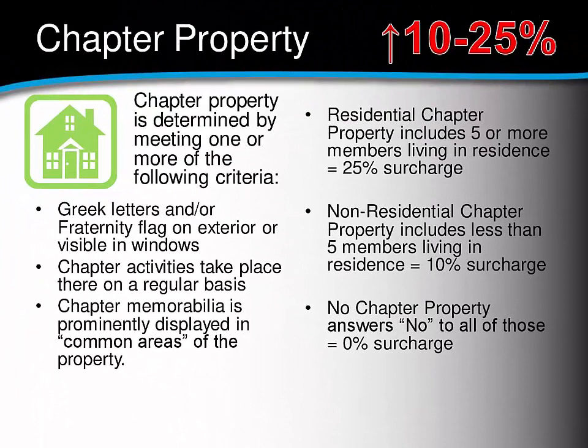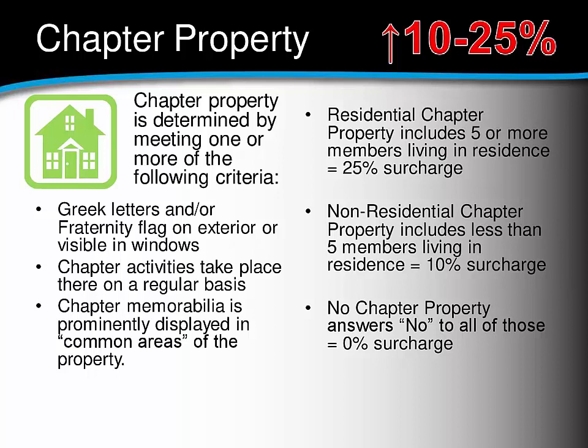As we previously mentioned, chapters with property pose a potential risk. The fraternity has identified chapter property using one or more of the following criteria. Are there Greek letters and/or a fraternity flag on the exterior or visible through windows? Do chapter activities such as meetings, brotherhood events, social events, or recruitment events take place there on a semi-regular basis? Are chapter memorabilia prominently displayed in the common areas of the property?